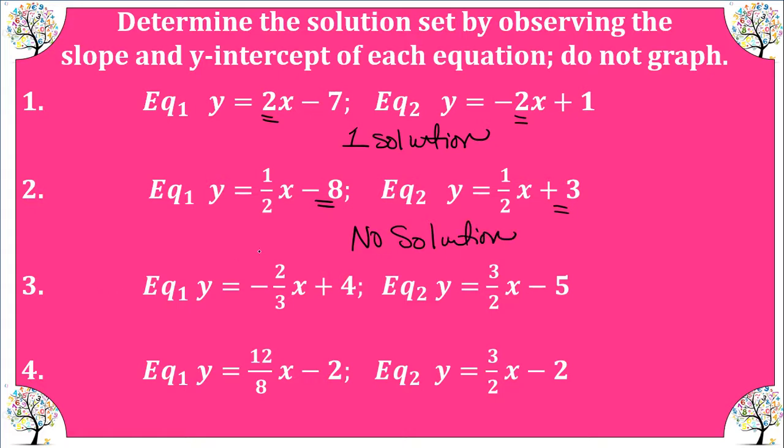In our third example, we have different slopes. They will intersect at one point, and they actually are perpendicular lines. Remember, perpendicular lines have opposite reciprocal slopes. And then number 4, if we simplify this slope by a factor of 4, we get 3 over 2x. So we have the same slope, we have the same y-intercept, so we're going to have infinite solutions. These lines are actually identical.